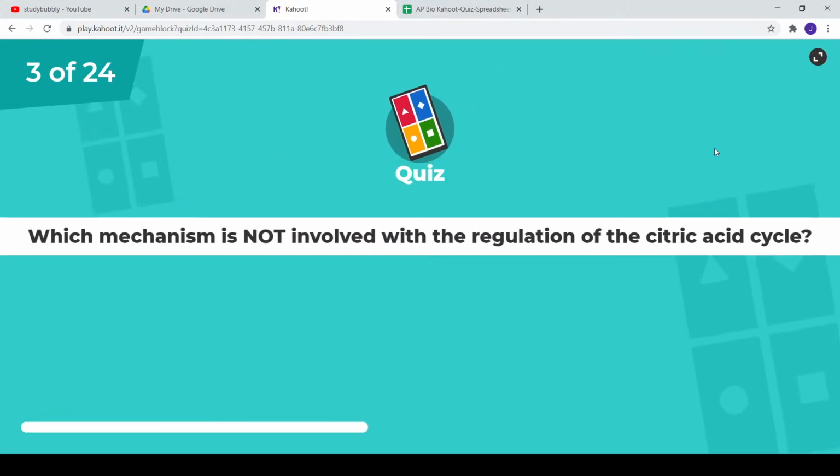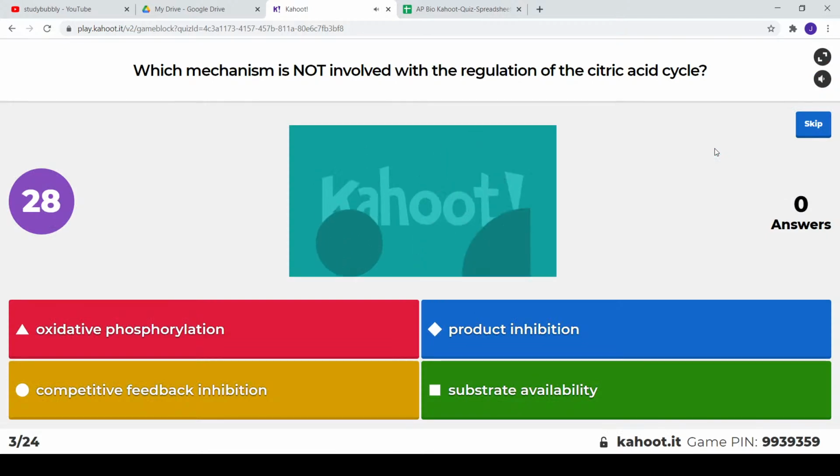Which mechanism is not involved with the regulation of the citric acid cycle? All right, so make sure you remember what the citric acid cycle is, where it occurs, and etc., because it does have ties with this question. And a side note, the citric acid cycle is also commonly referred to as the Krebs cycle.